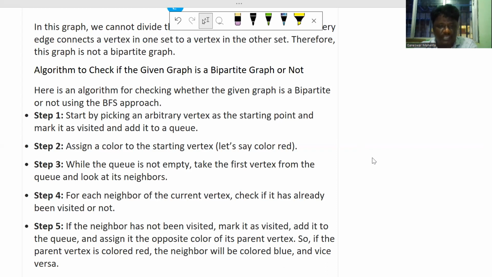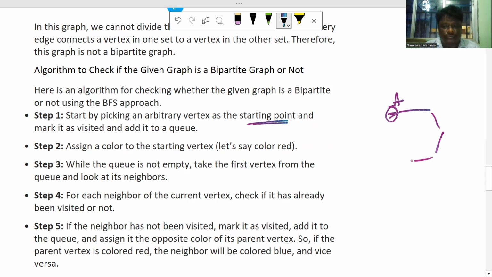Start by picking an arbitrary vertex as the starting point, mark it as visited, and add it to a queue. Just consider the starting vertex as the starting point. This vertex is marked as visited and added to the queue. You can just add it to the queue, right?